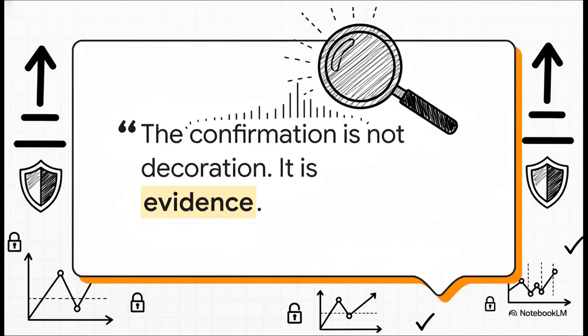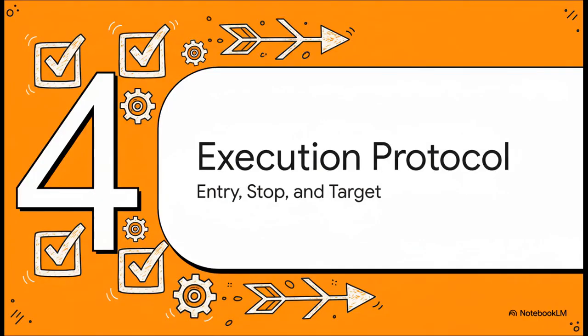Seriously, let that one sink in. That confirmation signal isn't just a pretty little pattern on your chart. It's hard evidence. It's proof that other traders, big money, are stepping in right there to defend that level. If you enter without that evidence, you're not trading. You're just gambling on a hope. So once all 4 of those boxes are ticked, then and only then do we move to execution.